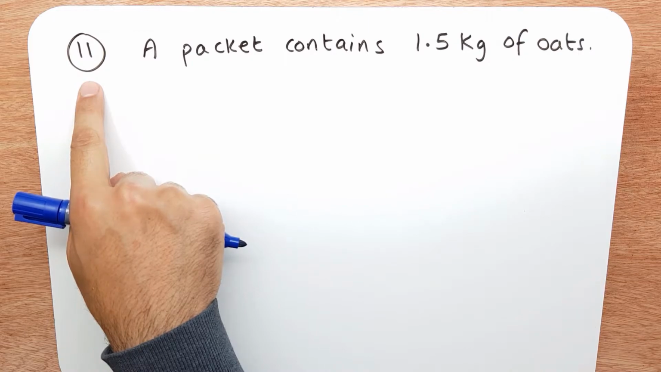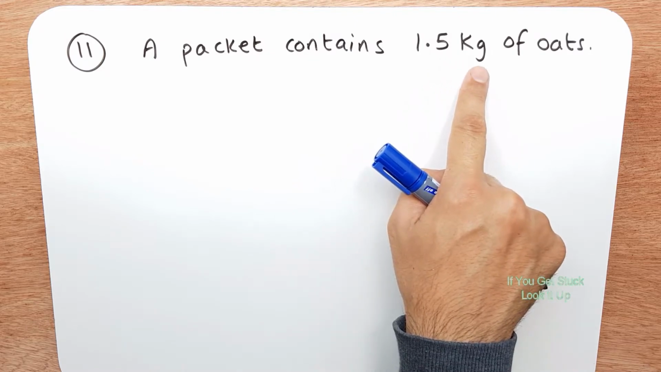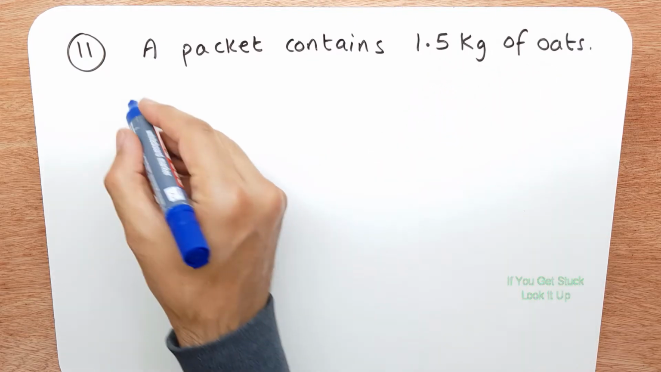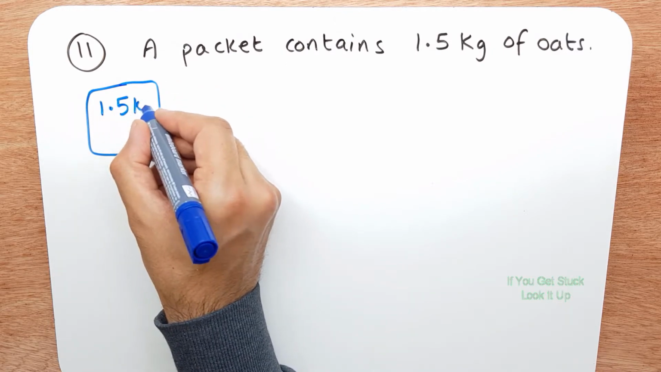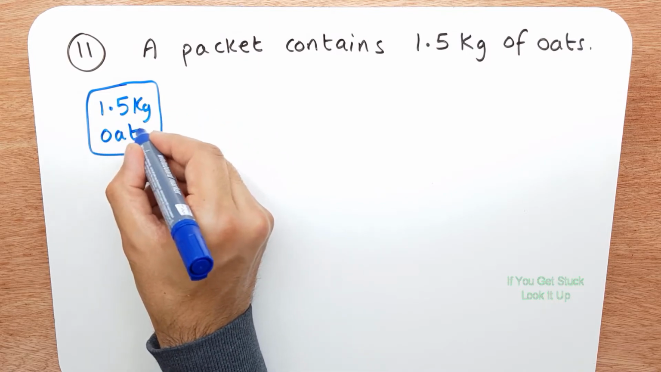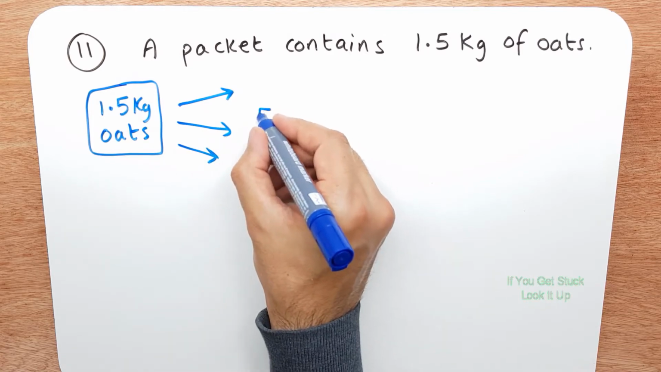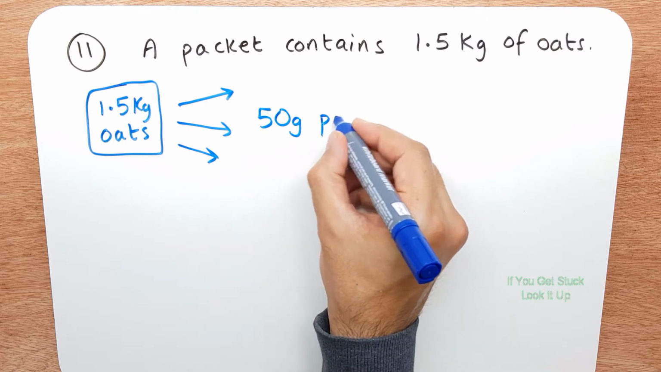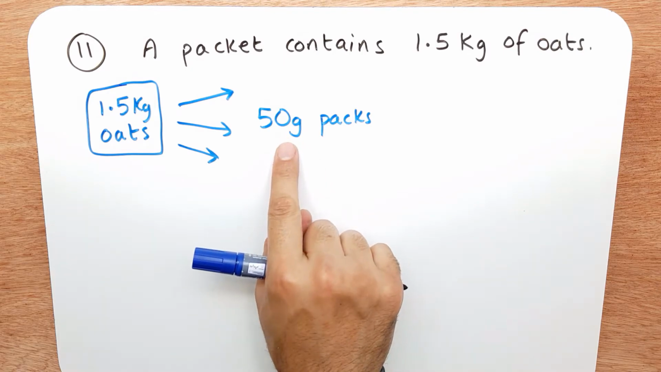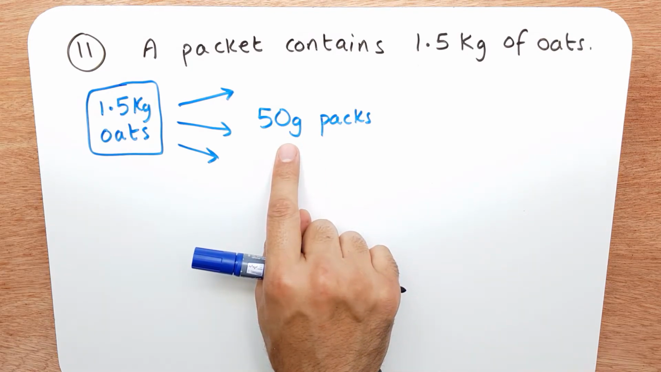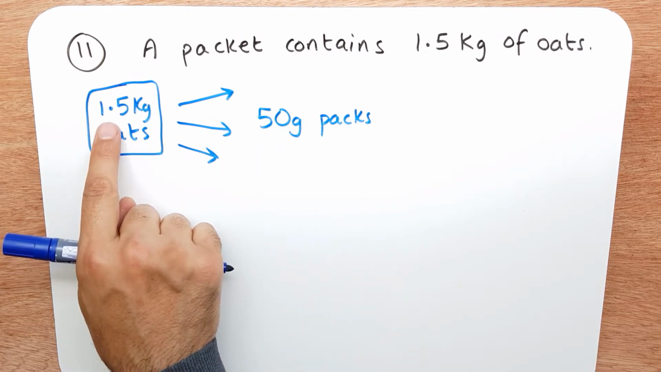Question 11 tells us that a packet contains 1.5 kilograms of oats. So you have this packet here. It contains 1.5 kilograms of oats. And we want to split it up into 50-gram packs. And each pack will last 1 day. So now the question is, how many 50 grams can we get from this 1.5 kilograms?